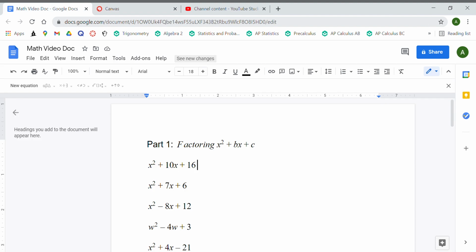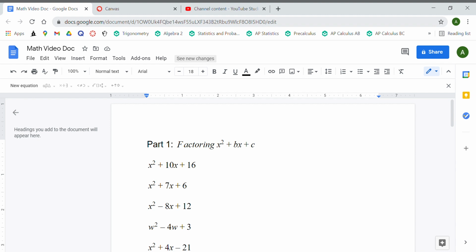Alright, so let's get started. We're going to start off by factoring quadratics where the leading coefficient is 1. These are going to be your fundamental trinomials you're going to be factoring here. So let's try it out.